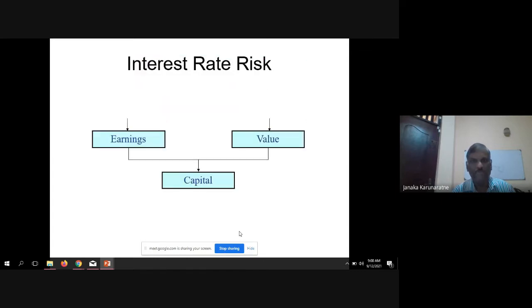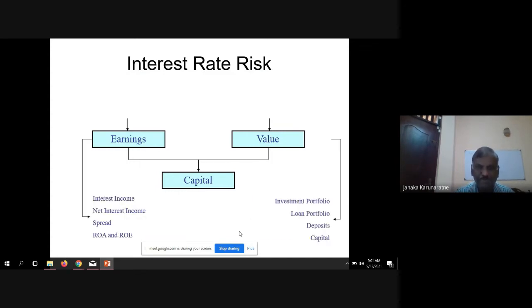Okay. Then we came to the first major risk related to market risk, interest rate risk. That is coming from two components, earnings and value. The earnings part: interest income, net interest income, spread, and ROA and ROE. The value part: the value of the investment portfolio, loan portfolio, deposits, and ultimately capital.